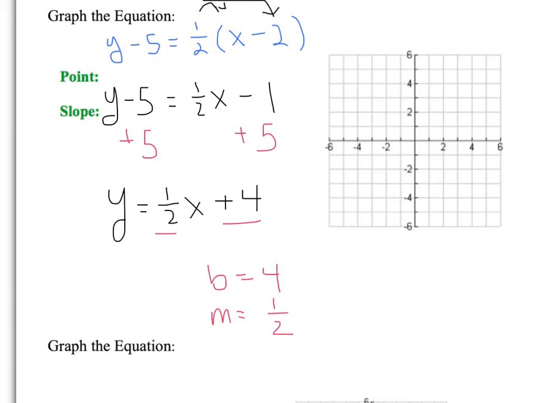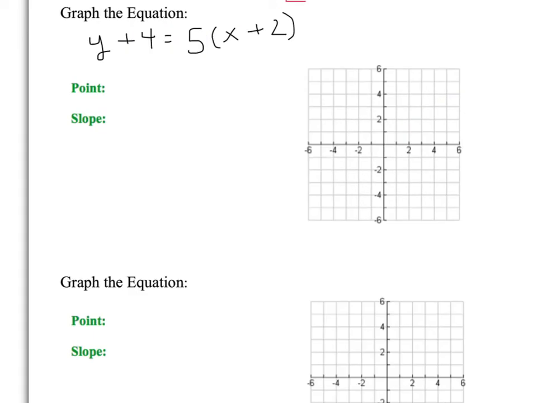So b, which is the y-intercept, is where you begin your graph. So I start at 4. My slope is 1/2, which says go up 1 over 2. So that's another point. I can also go down 1 and over to the left 2. So I have 3 points, and now I can connect all of them to make a straight line. And that is the graph of y minus 5 equals 1/2 times x minus 2.